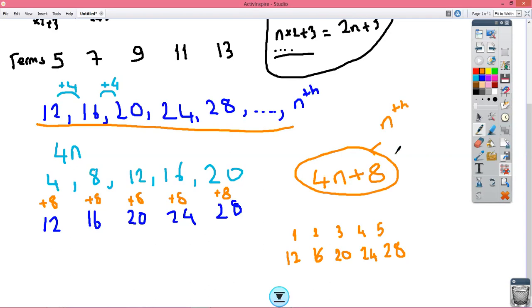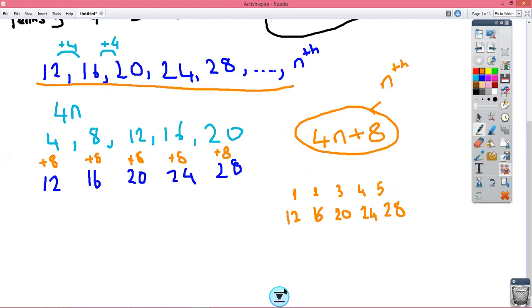Any question? No. Okay, the question is this one. Now I am going to say, if zero position, the term will be what? 8. Yes, if zero position, the term will be 8.